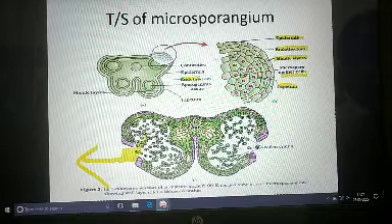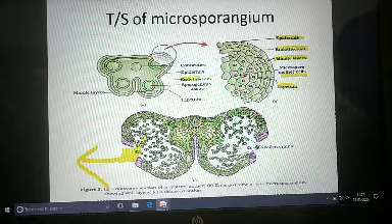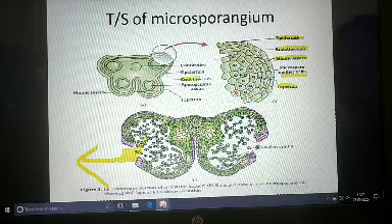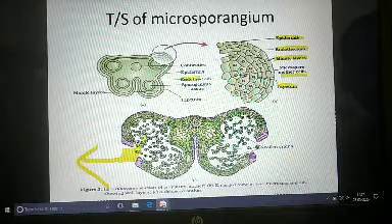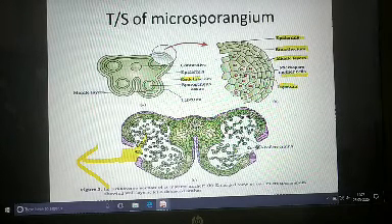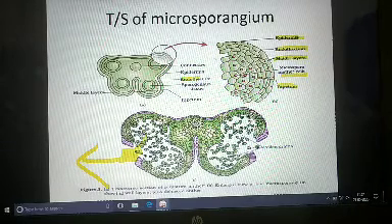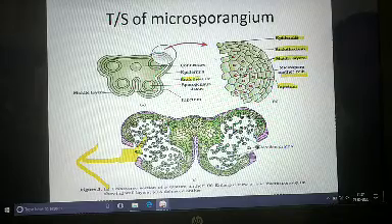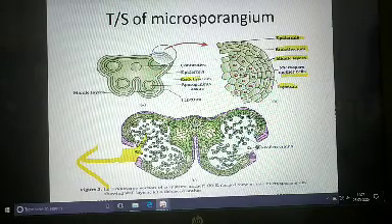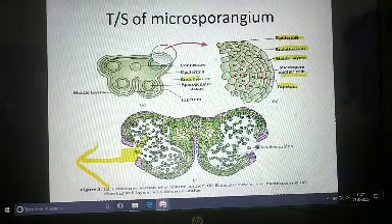So dehiscence of the anther takes place after the complete maturation of the anther, and the pollen grains will be dispersed to air. Pollen grains are light and sticky, so they can easily disperse, find a suitable stigma and then further germinate.